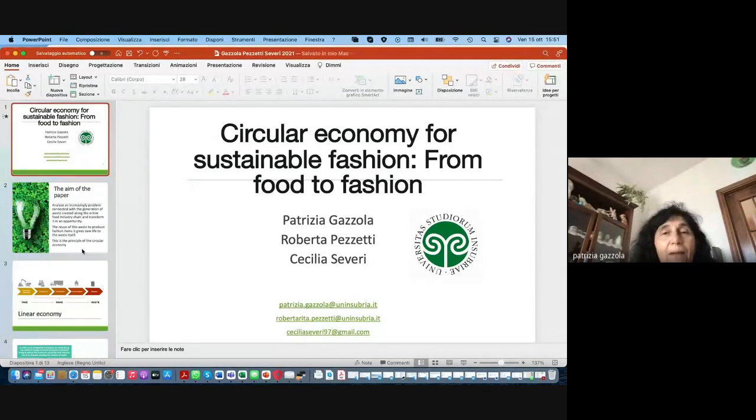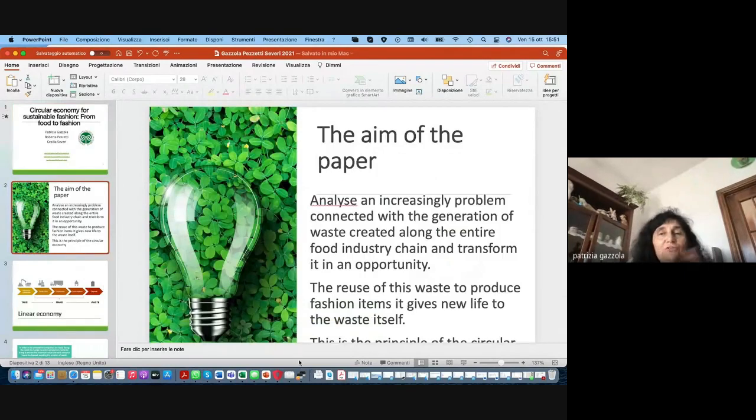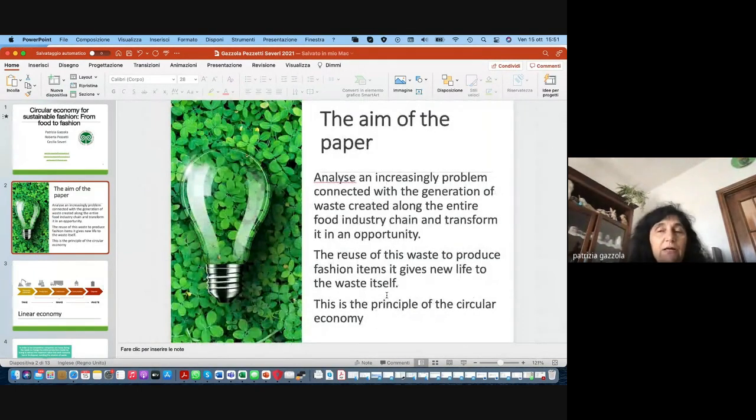Then my paper is about the connection in a sustainable way between fashion and food. Because one of the problems of our period, of our generation, is waste, especially waste created by the food industry. And we made this research to transform the waste into an opportunity. I made several researches about fashion, then I tried to put together fashion with food.